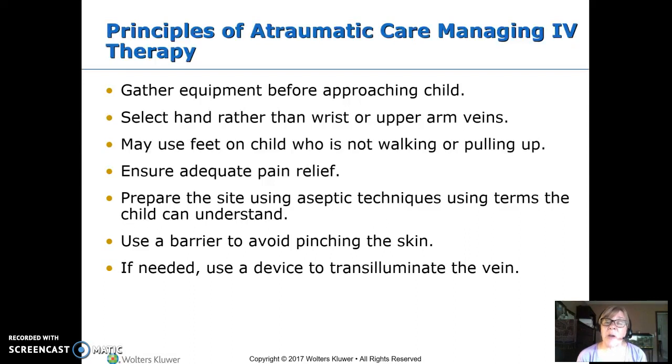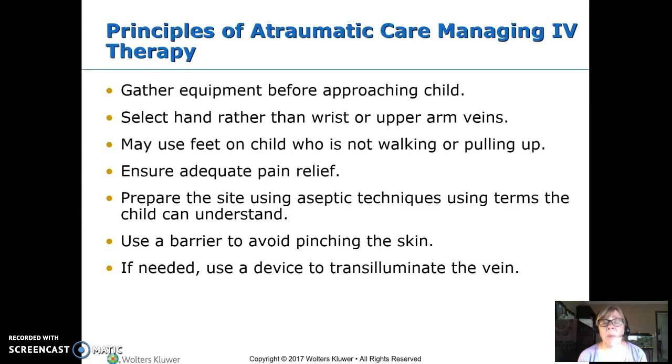On kids, we prefer their hands over their wrists and upper arms. They just have so much fat. You're going to have trouble getting that vein. It's easy for it to roll away. So hands tend to work better. And feet, we can use the feet. But if they're walking, now we can't. Or even if they're pulling up and standing on it, they're going to knock it out.